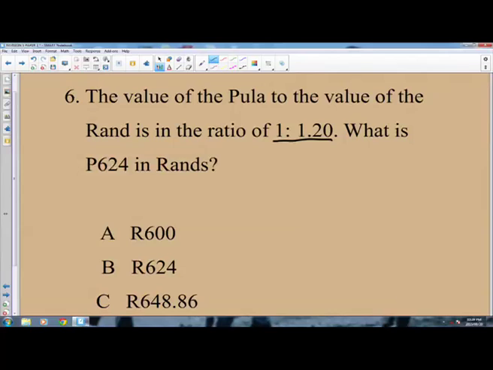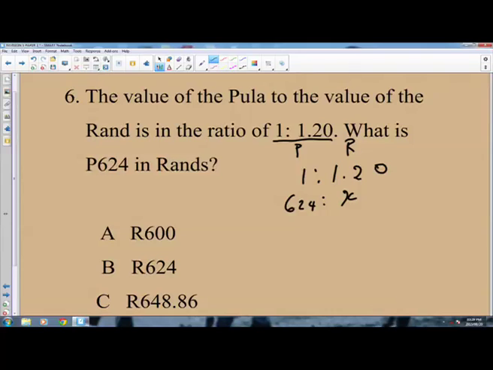And then how are you going to convert? We'll simply say 1:1.20. And then these are the pula, these are the rands. 1:1.20. And then we are given the pula, meaning 624 is to x, where x are the rands that we are to find. So we can now find the value of x.